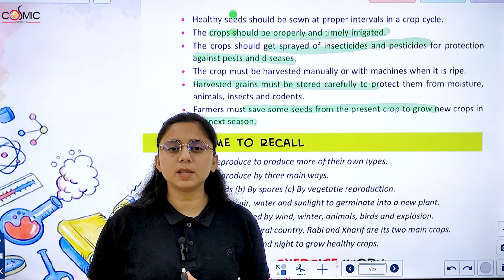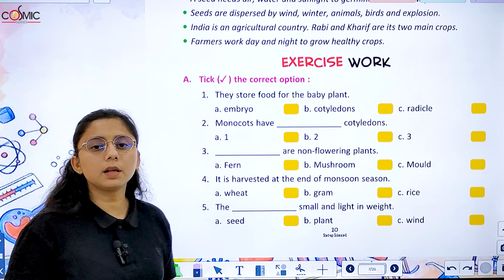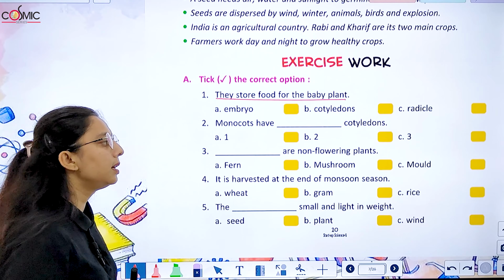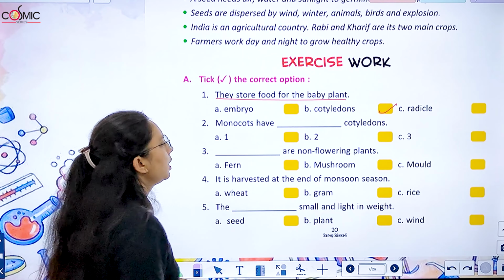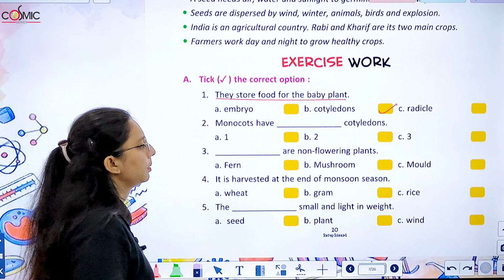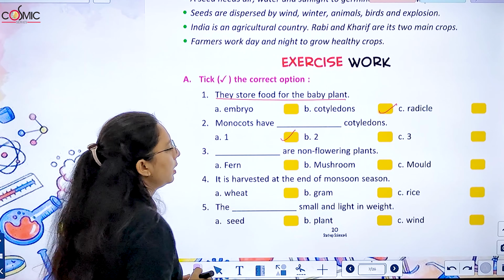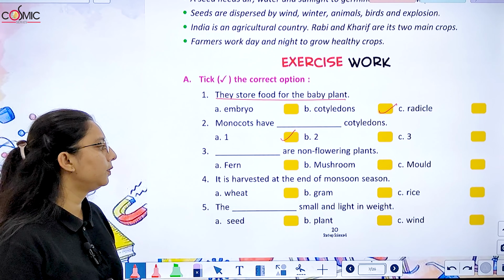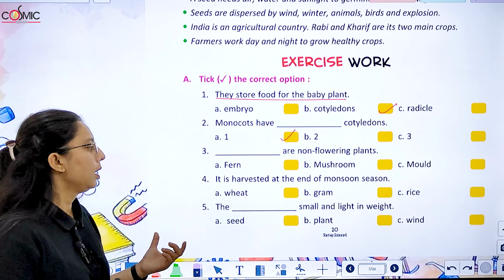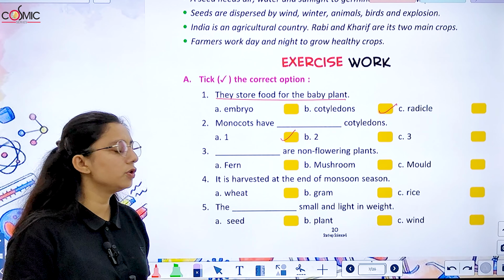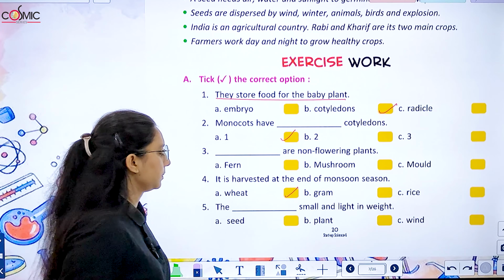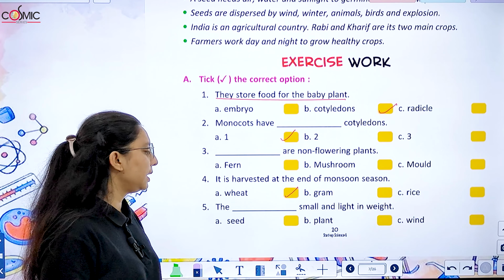Now, let's start with the exercise of the chapter. First is tick the correct option. They store food for the baby plant: embryo, cotyledon. Cotyledon. Monocots have dash cotyledon. Mono. Dash are non-flowering plants: fern, mushroom and more. These all are non-flowering. It is harvested at the end of monsoon season. When the monsoon season ends, it is harvested, that is wheat. The dash small and light in weight.